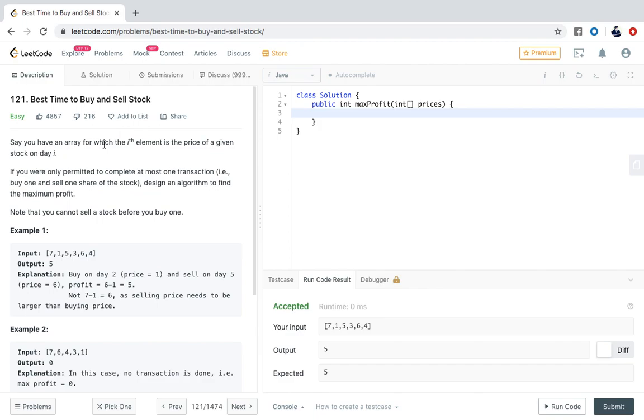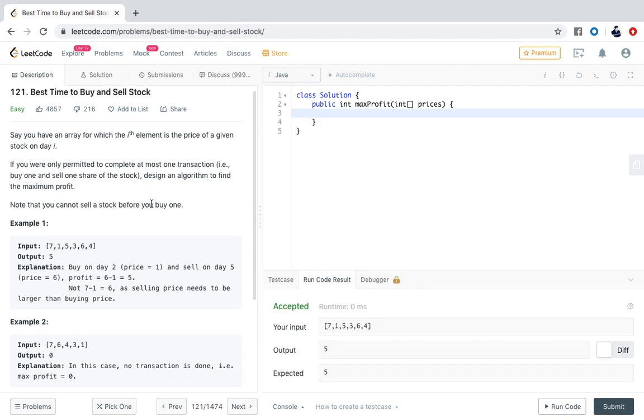Say you have an array for which the i-th element is the price of a given stock on day i. If you were only permitted to complete at most one transaction, that is buy one and sell one share of the stock, design an algorithm to find the maximum profit. Note that you cannot sell a stock before you buy one. So first we have to buy a stock and then we have to sell a stock, and then we have to find an algorithm to find the maximum profit.